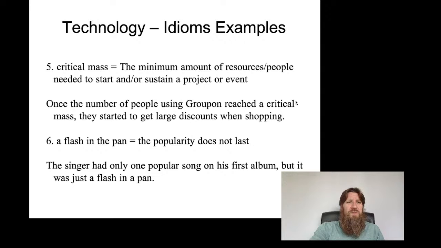Number 6, a flash in the pan. So popularity doesn't last. This period of time doesn't last. So number 6 here, the singer had only one popular song on his first album, but it was just a flash in the pan. We'd also call this a one-hit wonder. So especially when it relates to singers, flash in the pan success, very fleeting, very short duration, but it's not sustainable. One-hit wonder. They had one good song, and then the rest weren't so good.